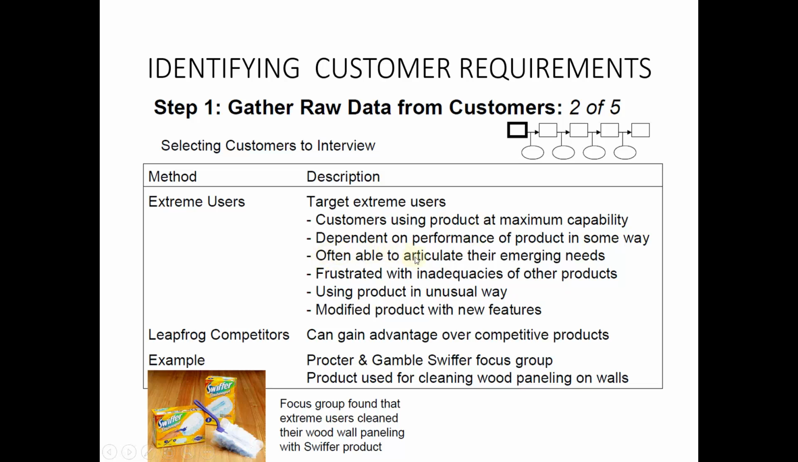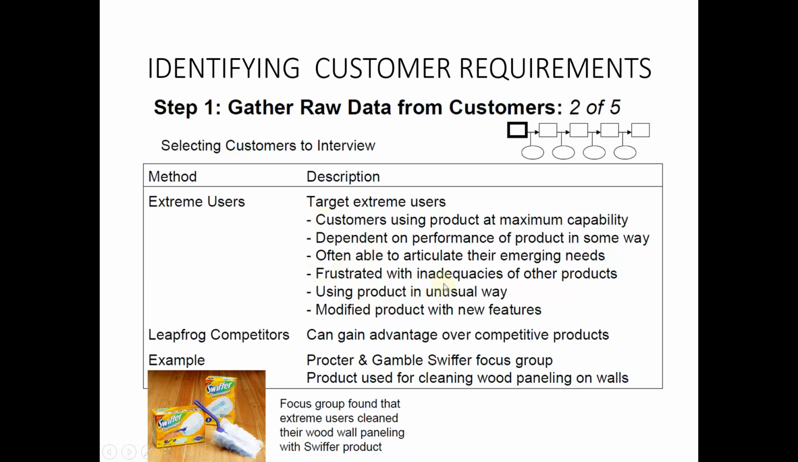Then, they are often able to articulate their emerging needs. Emerging needs means, if we are continuously using a product, then we will be in a position to identify what further needs are required in that product, or further additional needs needed to make that product better. So if we are interviewing such extreme users, we will be able to identify what additional features will be needed to make the product more successful.